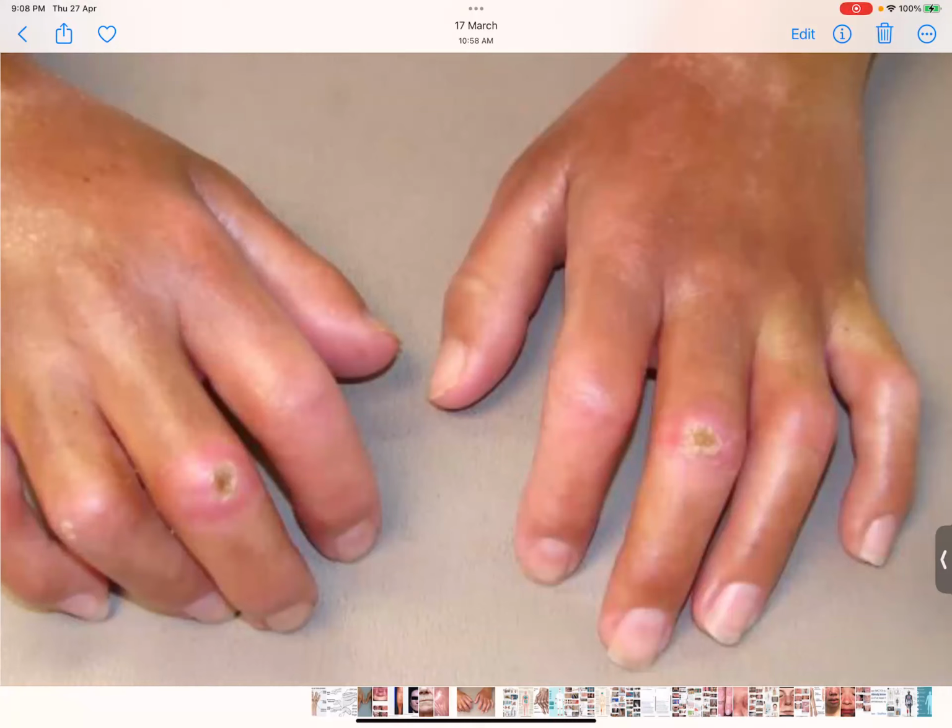Raynaud's. So whenever you see this case, think about calcinosis, think about Raynaud's disease or Raynaud's phenomenon, think about esophageal dysmotility, think about sclerodactyly and telangiectasia. This is CREST. So CREST means all the manifestations of limited scleroderma, limited systemic sclerosis or scleroderma. So this is the disease which is the most common case in the exam.